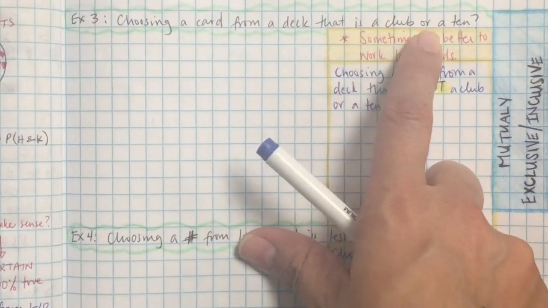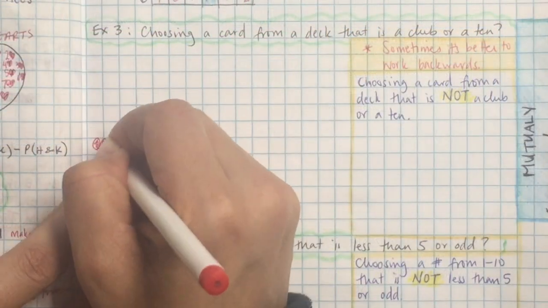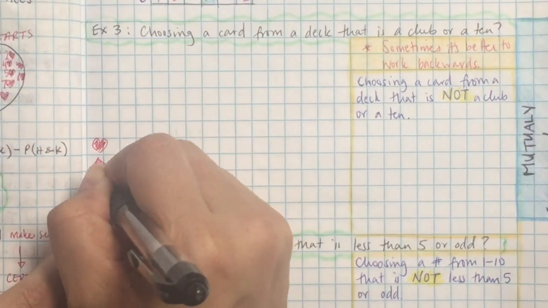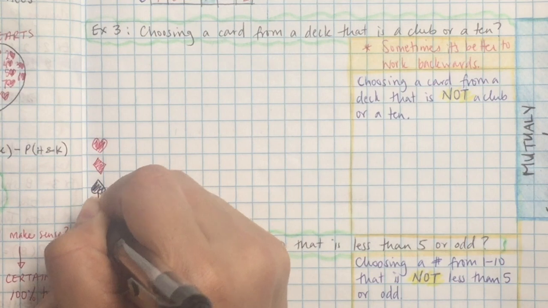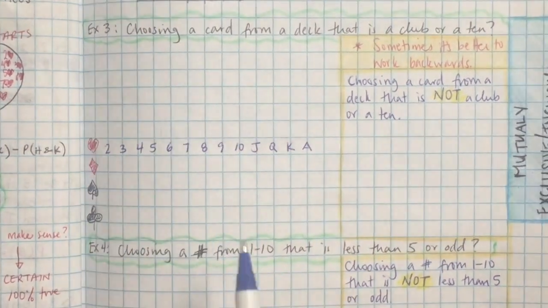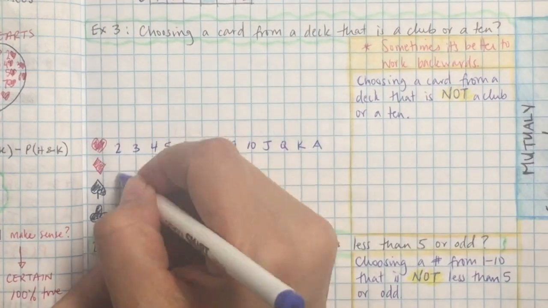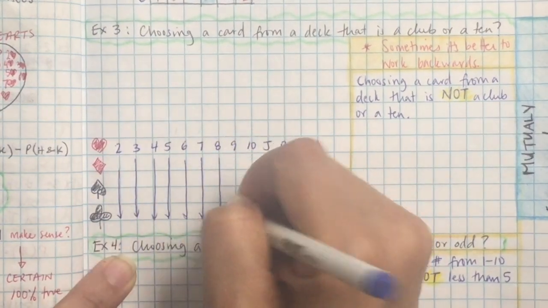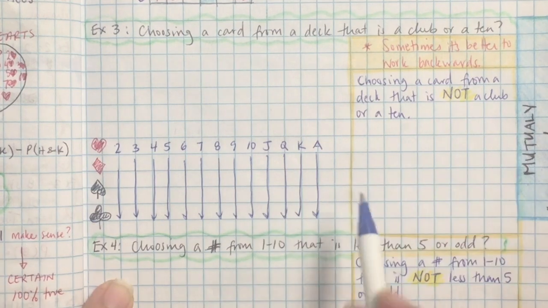Let's take a look where there is an overlap. So we're choosing a club or a 10. So you can have either hearts, diamonds, spades, or clubs, right? And then the numbers go 2, 3, 4, 5, 6, 7, 8, 9, 10, jack, queen, king, and ace. I'm not writing that for each one, so I'll just draw arrows representing that it's in each one.